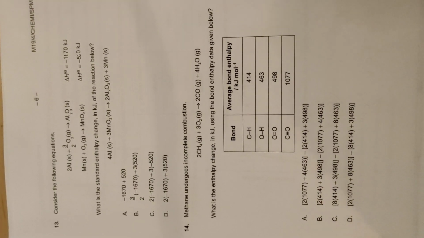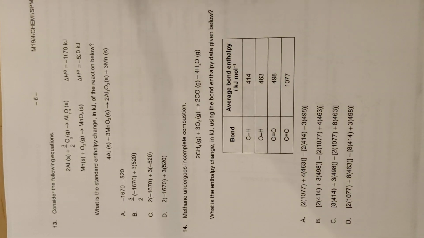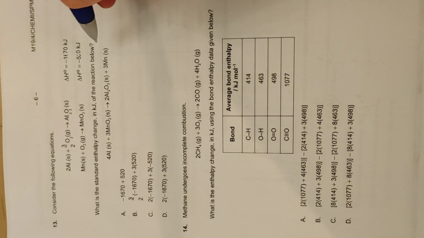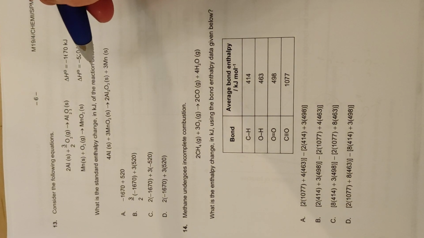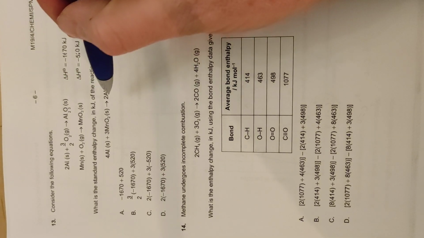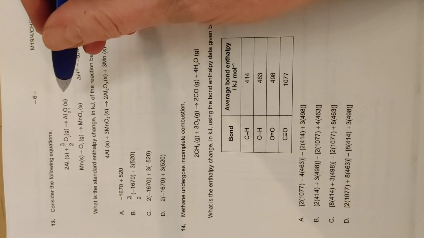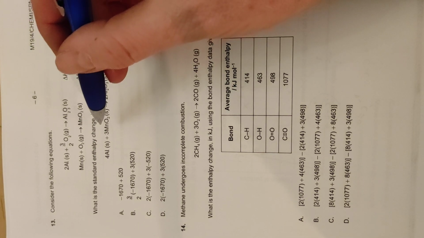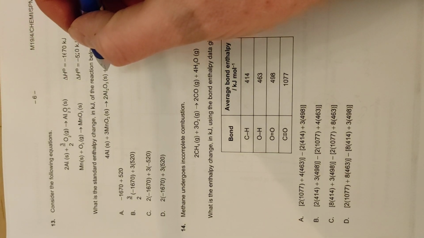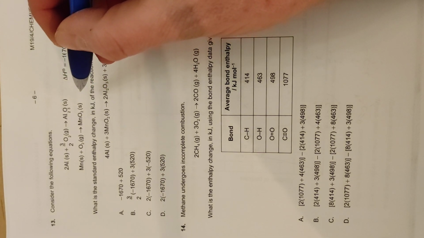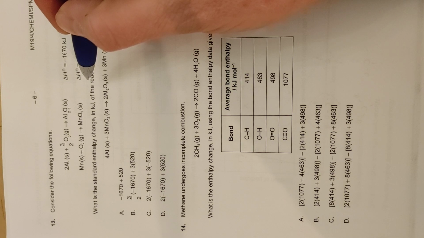Moving on to 13. Okay, what's the standard enthalpy change in kilojoules, just these wiped out a bit, of the reaction below? So what we've got here is 4Al going to Al2O3 with oxygen, and then you've got your Mn plus oxygen going to MnO2.